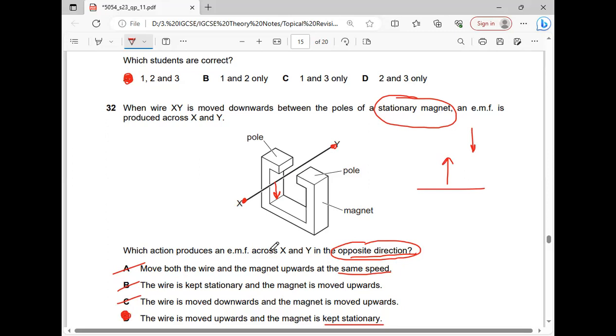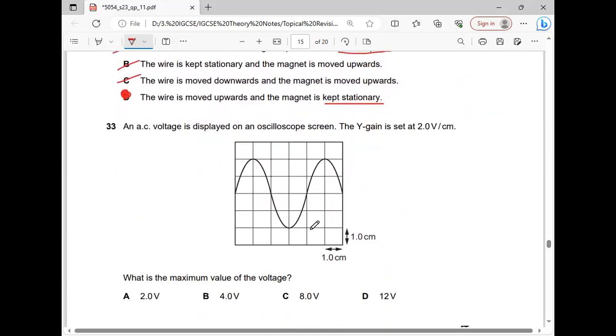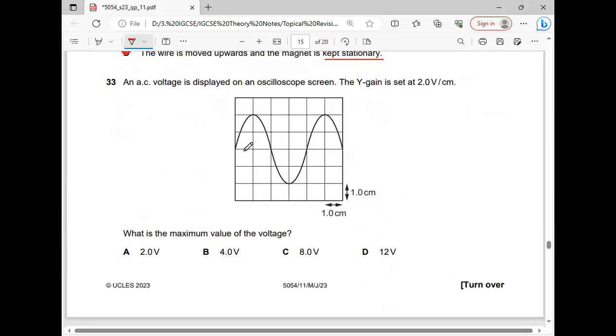Okay, ji. The next one: an AC voltage is displayed on an oscilloscope screen. The Y gain is set at 2 volts per centimeter. So this is the setting of Y gain, and Y gain is always used to calculate the amplitude, that is the voltage. Okay, what is the maximum value of voltage?